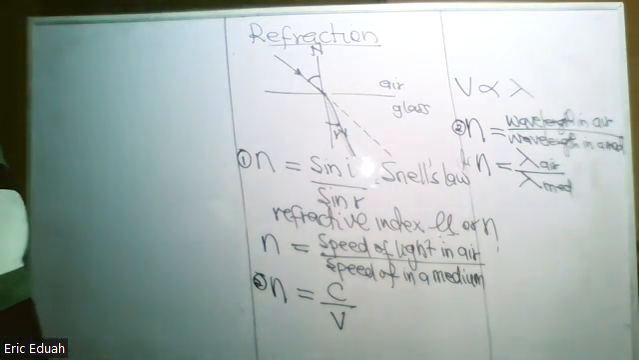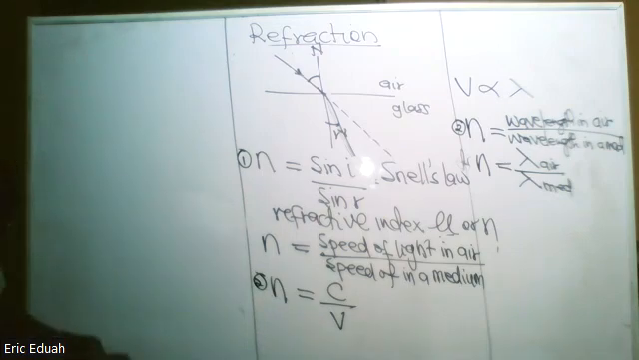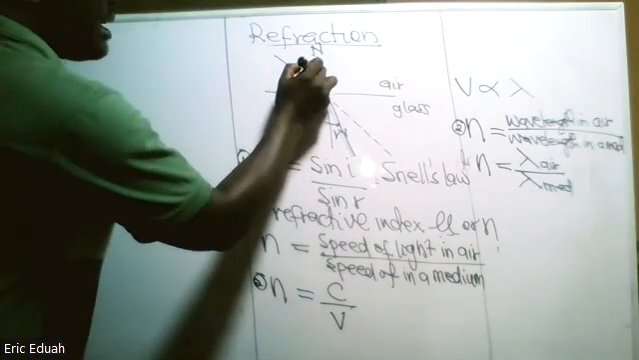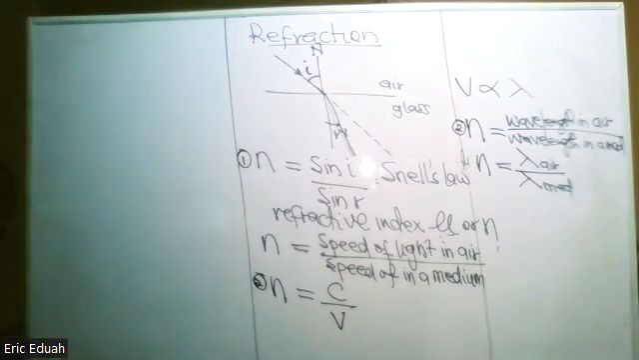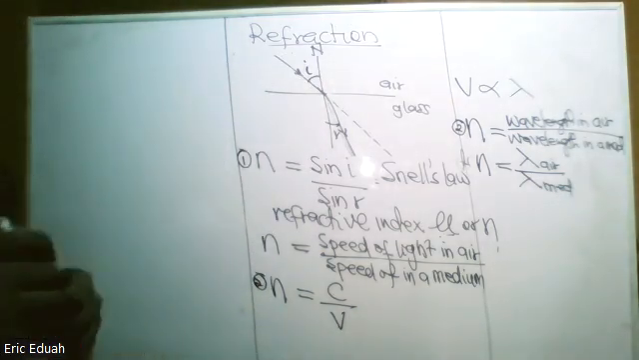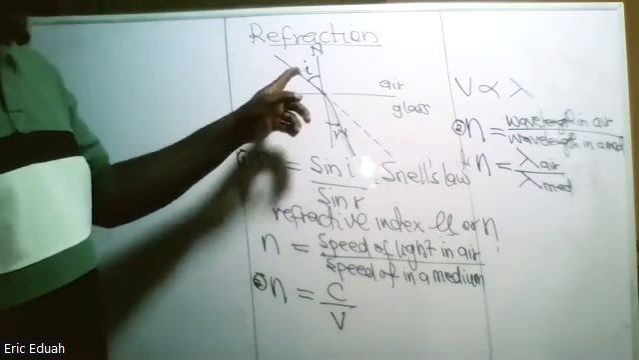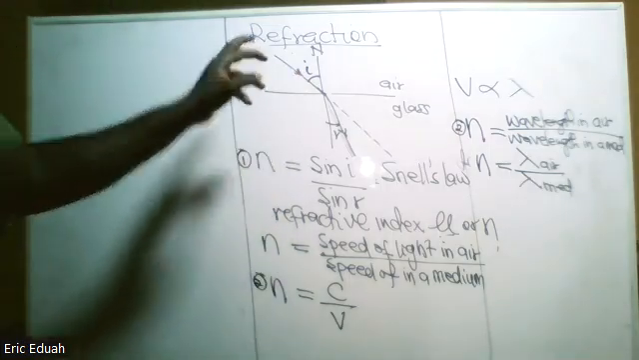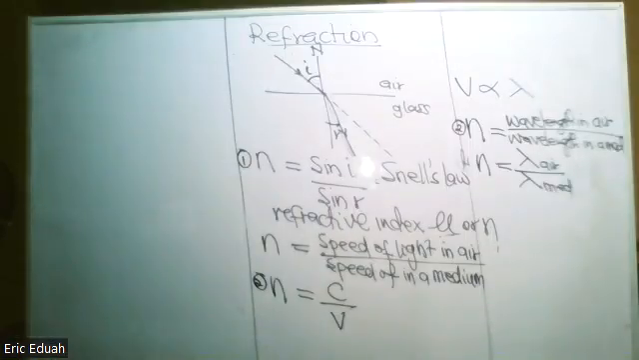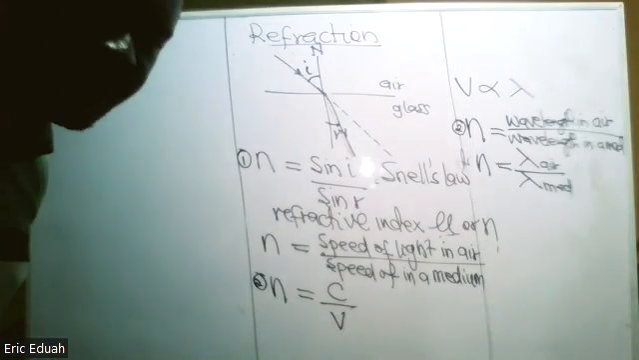Please, on the diagram, where is I and where is R? I is here. The angle of incidence is always, just as we saw in reflection, measured from the normal to the incident ray, and the angle of refraction from the normal to the refracted ray.